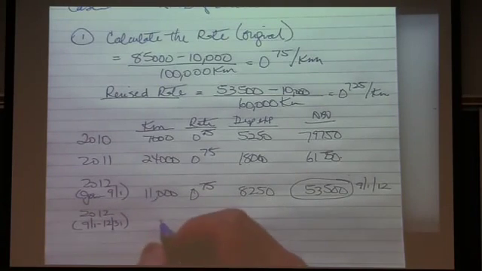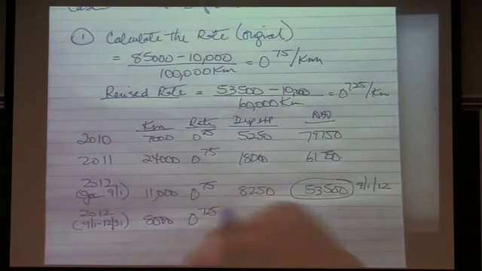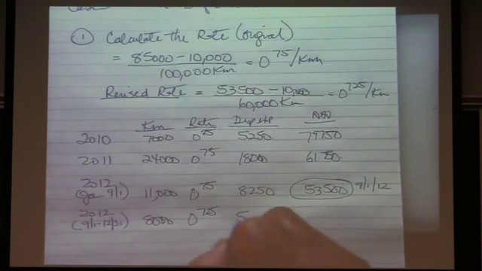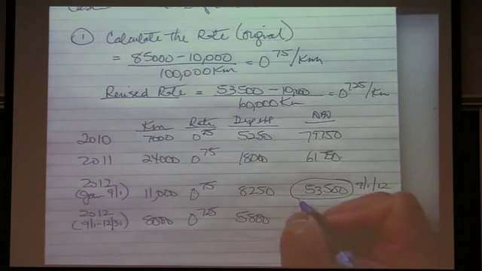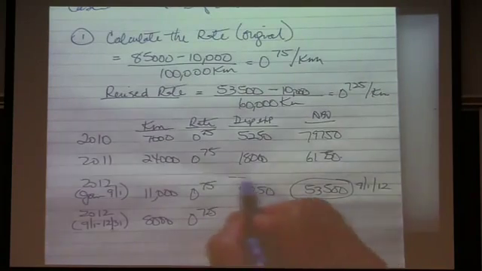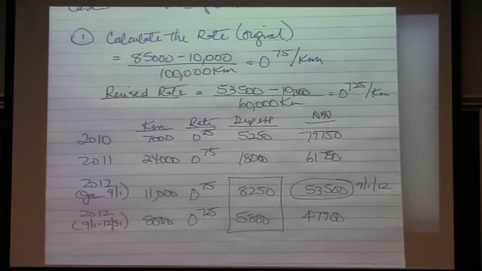And that's what we're going to use for 2012 from September to December 31st. We know there was 8,000 kilometers at 0.725. So 8,000 times 0.725 gives us 5,800. And then our new net book value is 47,700. So this is actually our total depreciation expense for 2012. Now we have to calculate it separately because the change happened on September 1st.